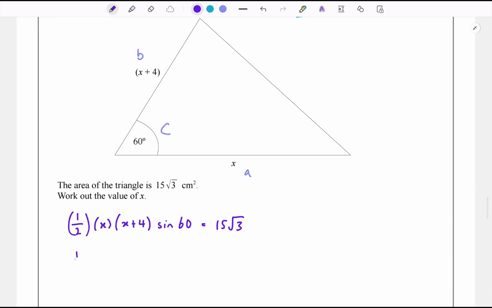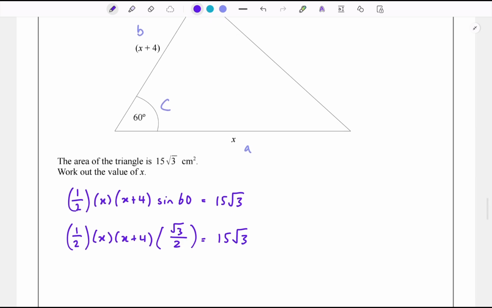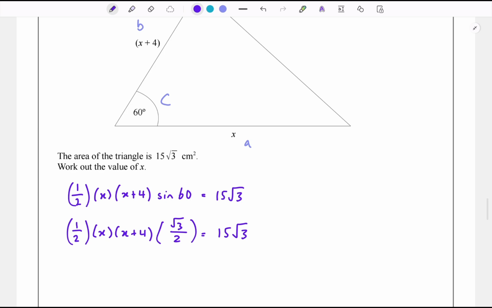We've got a half, we've got x times x plus 4, just leave that as is for now. The value of sine 60, this is one value that you also need to memorize. This could very well be a non-calculator paper question. Root 3 over 2 is the value of sine 60, and that equals 15 root 3.